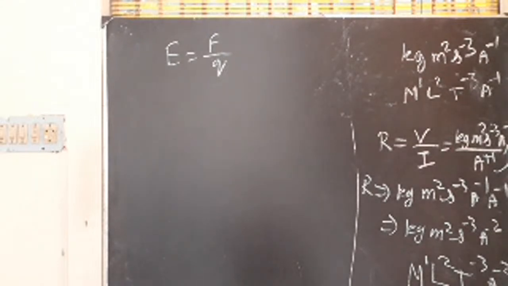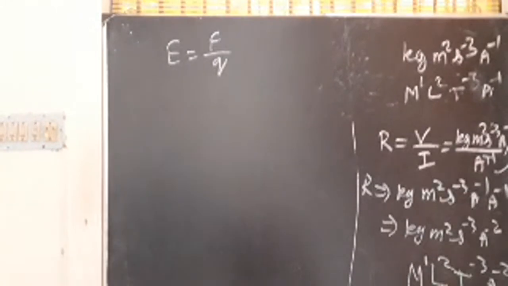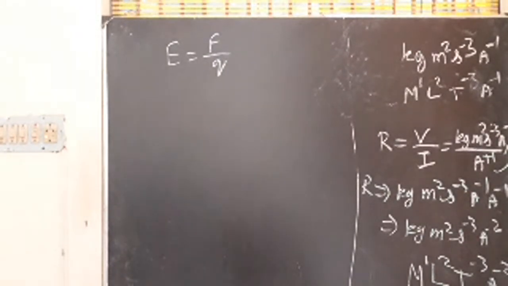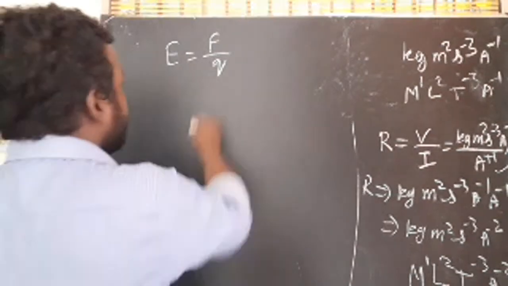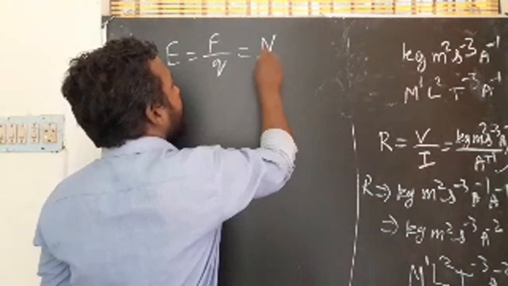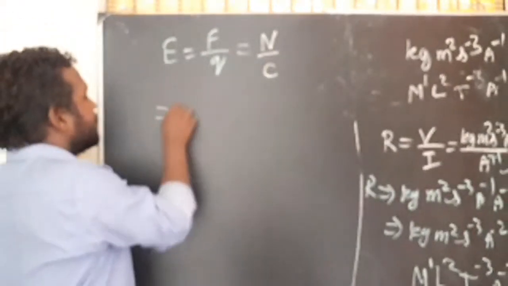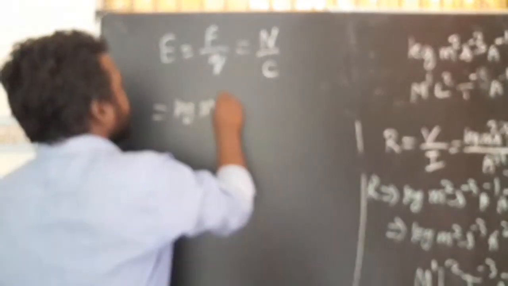Electric field is equal to force per unit charge. Okay, it's very simple. Force unit we already know is the Newton, a force per unit charge. Then the charge unit is the coulomb. So Newton per coulomb. Okay, so what is Newton? Newton is kg meter second minus 2.